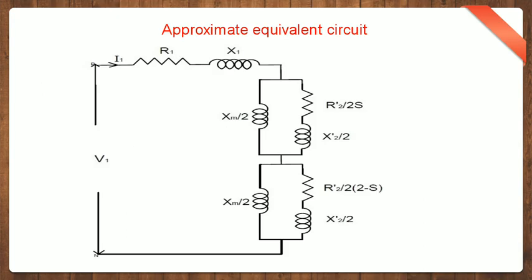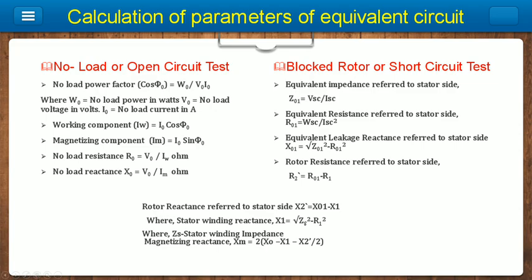This is the approximate equivalent circuit, and the parameters in the circuit can be found from the following formulas. These are the formulas obtained from the no load open circuit test, and they are similar to those for the shunt branch of a single phase transformer. The same formulas are used here.